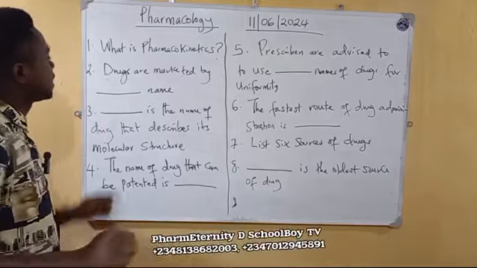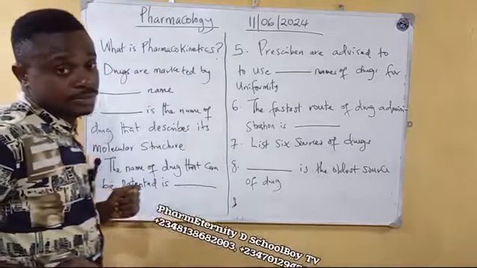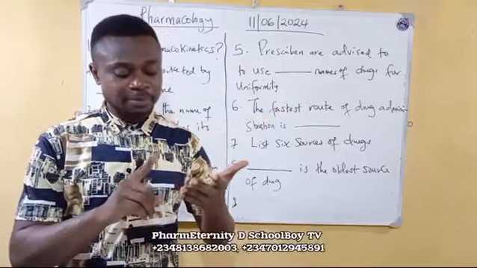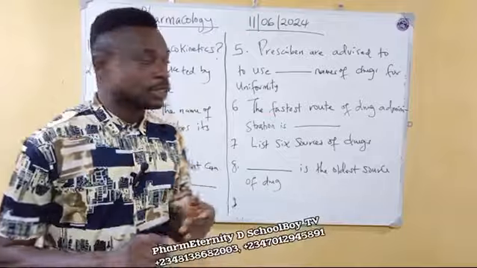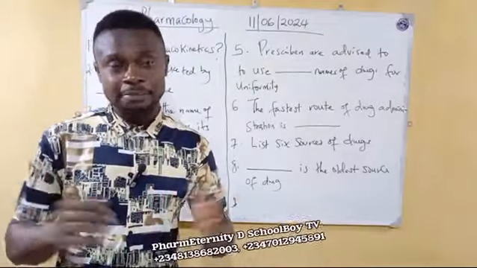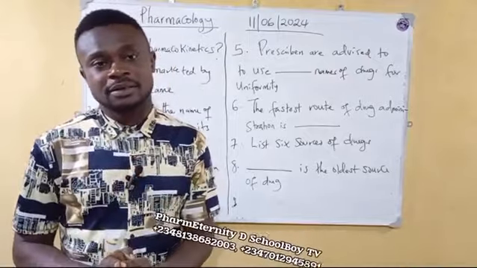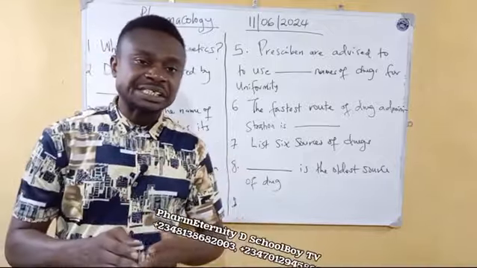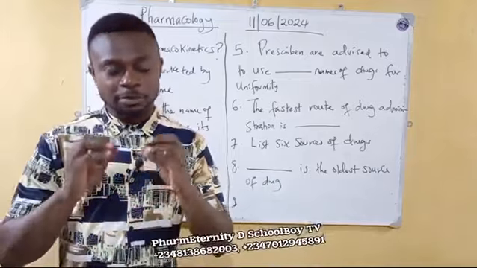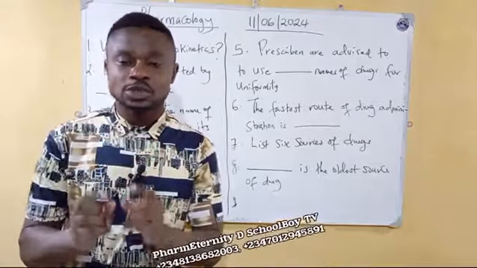Question number 2 says, drugs are marketed by dash name. We have 3 names of drug. We have the chemical name, generic name, and brand name. So drugs are marketed by its brand name or trade name. So that's the name given to a drug by the company, be it the innovator brand, be it the generic brand one, but the most part is that there's a trade name given to a particular drug so that the company will be able to do what?